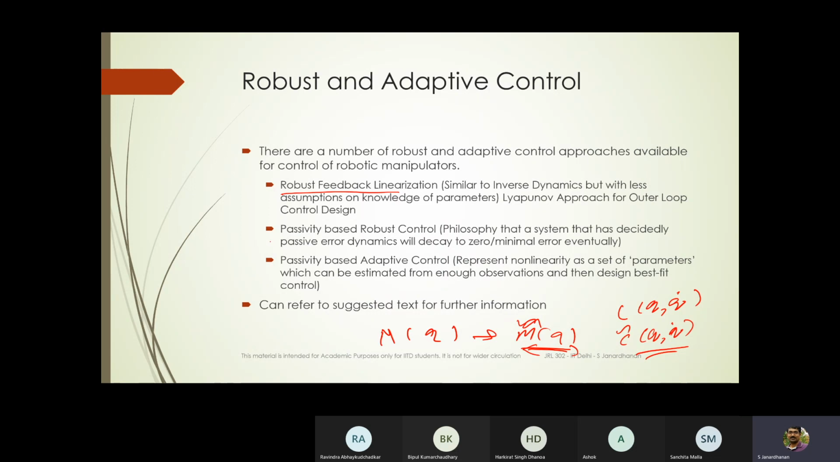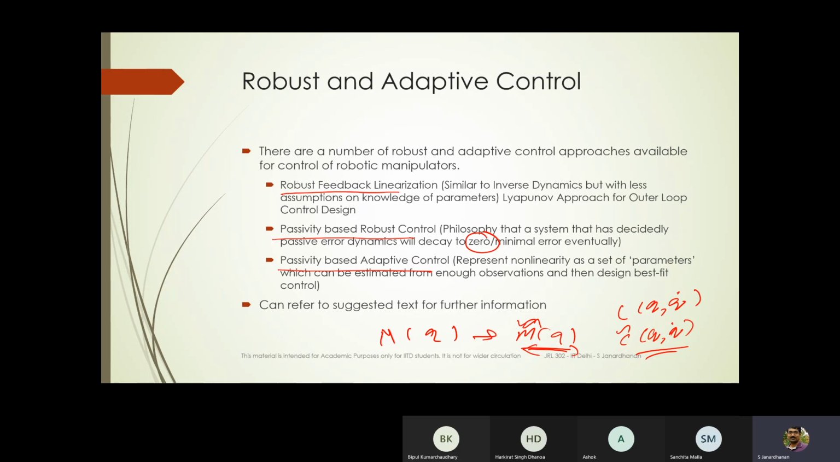You also have something called passivity-based robust and adaptive control. In passivity-based control, you assume that every system has some amount of friction. If I tune the friction term in a manner that the energy is minimized when the error tends to 0, then you have passivity-based control. It is based on the philosophy that every system has passive dynamics and will decay to 0 or minimal error eventually. The dynamics is tuned such that the zero point is the point where the error is 0.